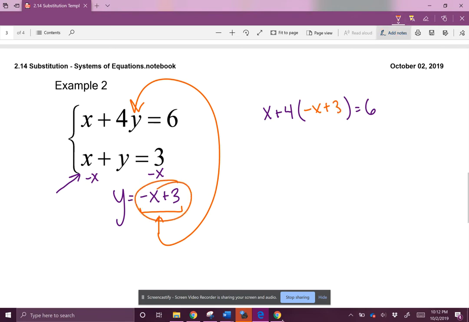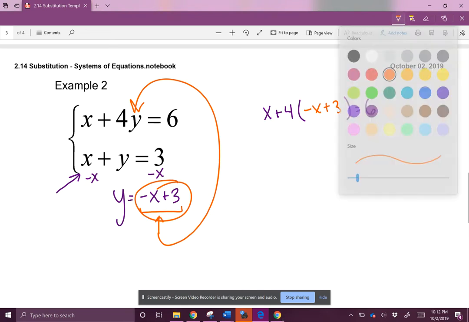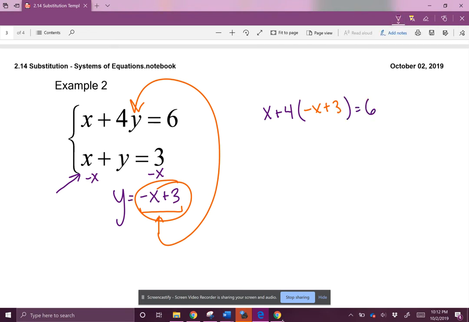Now we only have one variable, x, not 2. From here, I'm just going to use the distributive property. So I would have 4 times negative x, which is negative 4x, and then 4 times 3, which is positive 12, equals 6. Combining like terms, 1 minus 4 is negative 3x, plus 12 equals 6.